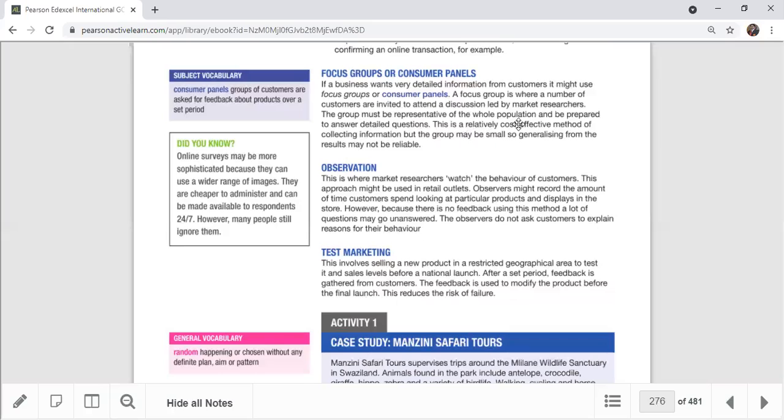The focus group is where a number of customers are invited to attend a discussion led by the market researchers. The group must be representative of the whole population and be prepared to answer detailed questions. This is a relatively cost-effective method of collecting information, but the group may be too small, so generalizing from the result may not be reliable.